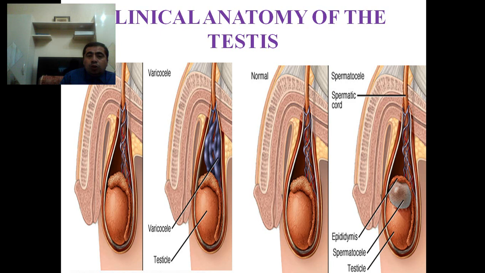Again, the clinical anatomy of the testes. In the normal process, when there is a connection between the peritoneal cavity and the scrotal cavity, fluid can pass firstly between the layers of the spermatic cord, and secondarily it can reach the scrotal cavity and form a spermatocele or varicocele. Spermatocele in this picture, here, and varicocele in this picture.